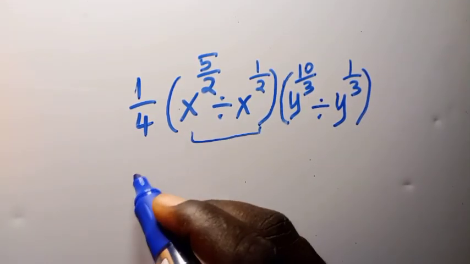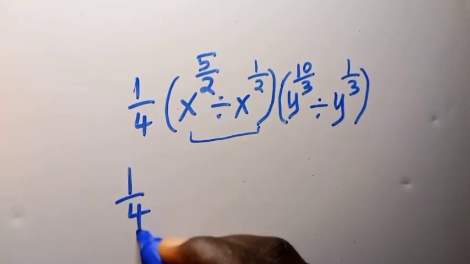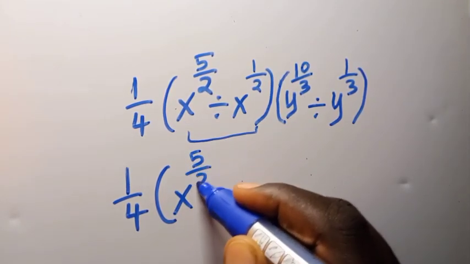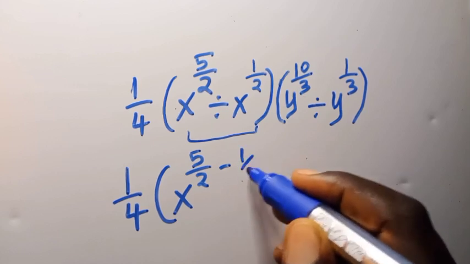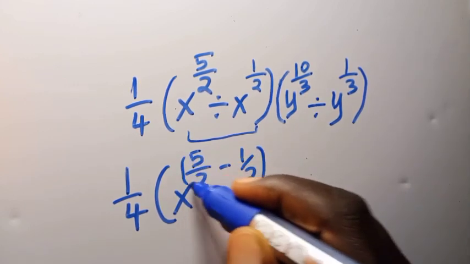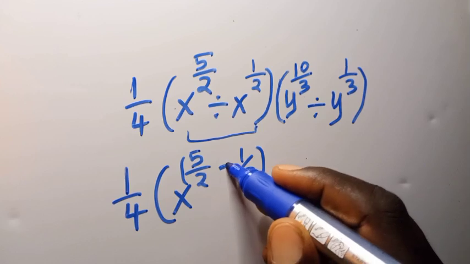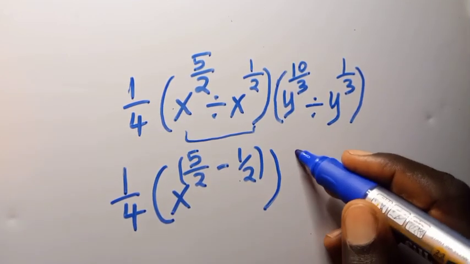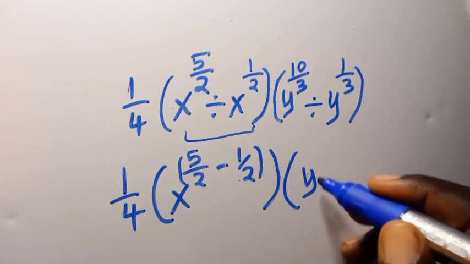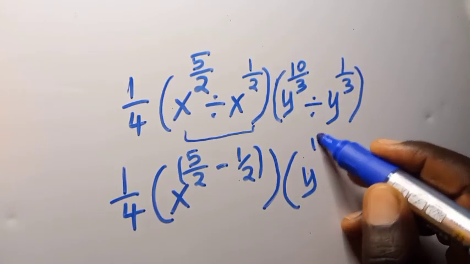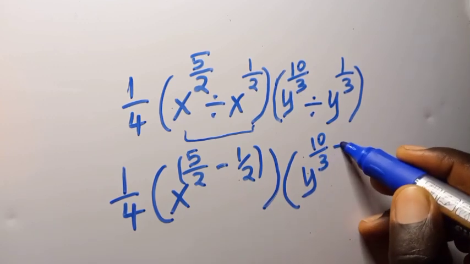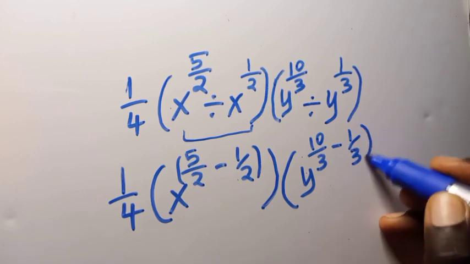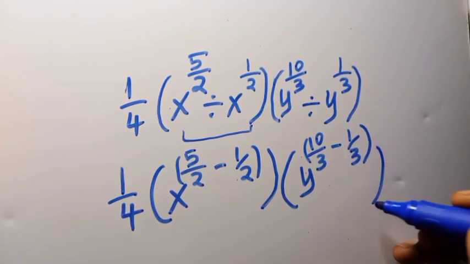Therefore, we shall have, that is a quarter, into x raised to 5/2 then minus a half. Then we close the bracket that way. What is in the power, we close the bracket. Then into y raised to 10/3. So we shall have 10/3, then minus a third. Then we close the bracket that way. Then we close the bracket.